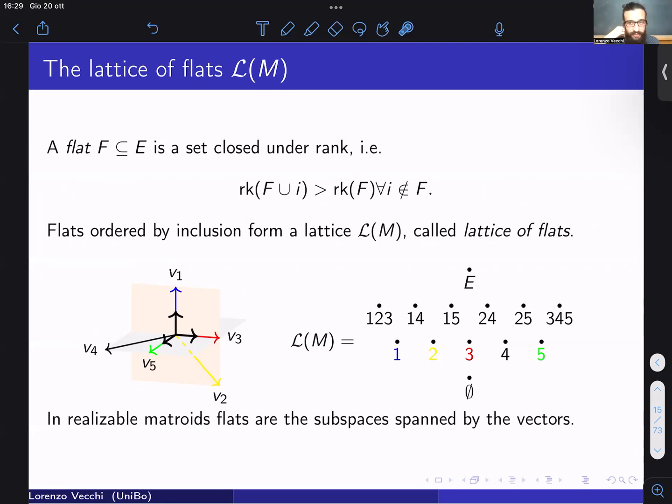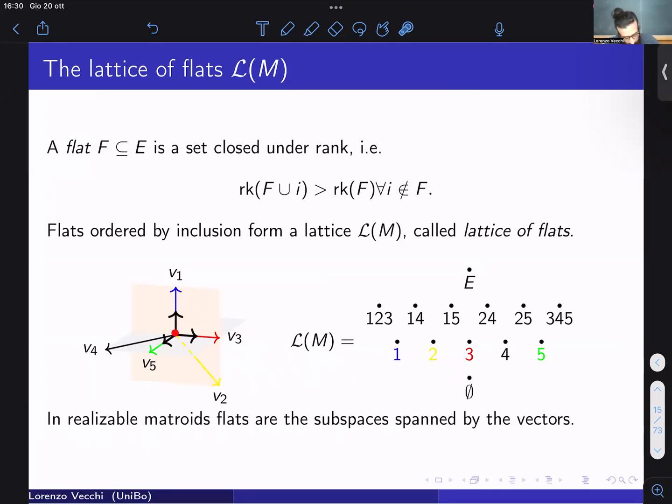Then if I look at 1-dimensional vector spaces, every vector here spans a line. And that's why I get these 5 rank 1 flats inside the lattice of flats. Now for dimension 2, something more interesting happens. Because for example, now if I take V1 and V3, these 2 vectors span this light orange plane. But if I now add V2 to my set of vectors, they still span the same subspace. So V1, V3 is not a flat, because if I add V2, the rank does not increase. But 1, 2, 3 is a flat, and that's why I put it here in my rank 2 flats.